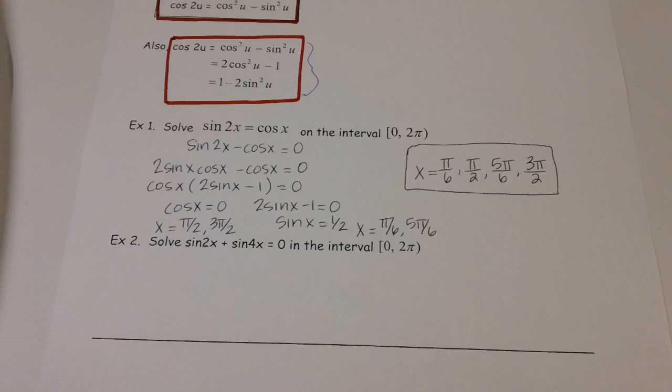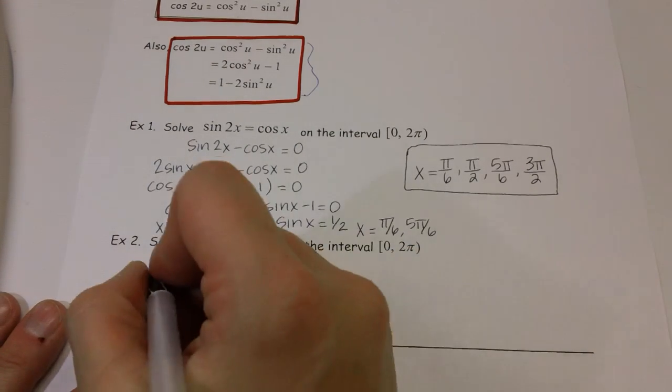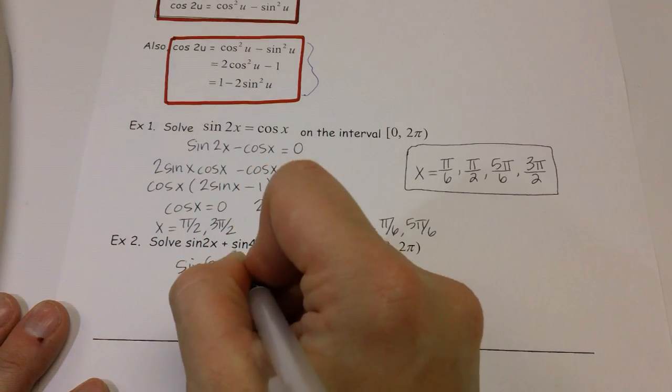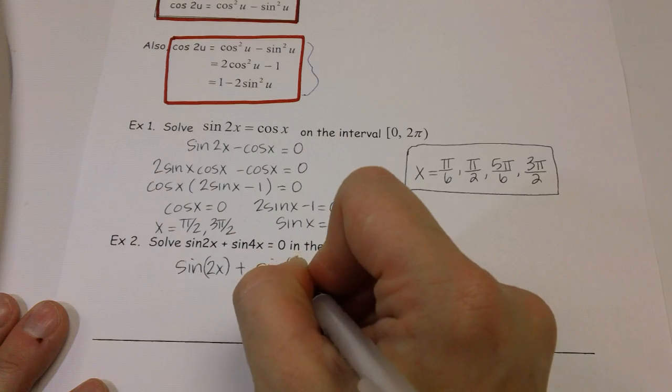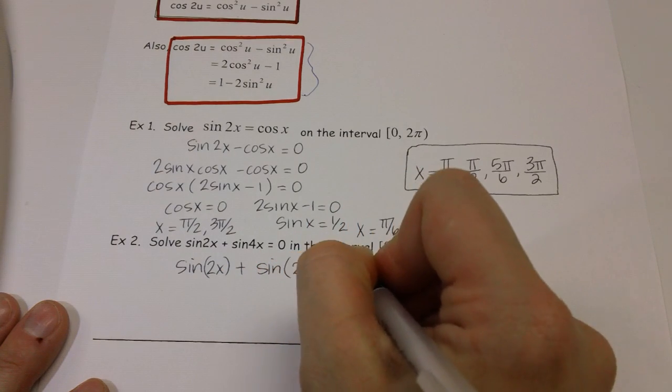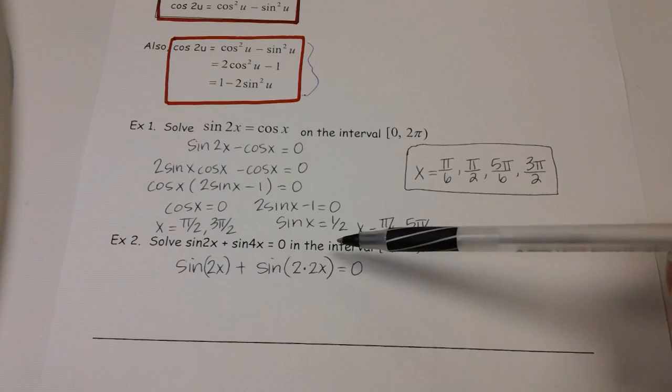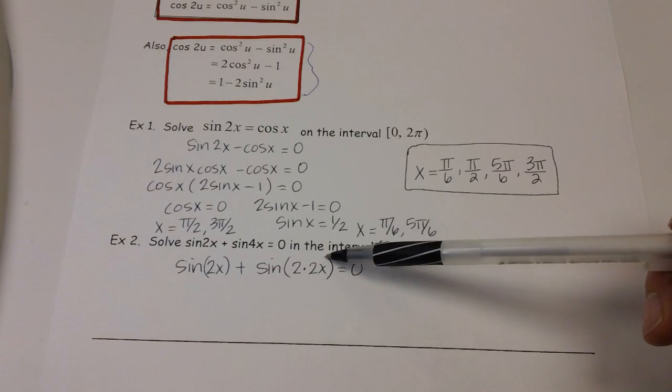The second example on this page is solve sine of 2x plus sine of 4x equals 0 on the interval from 0 to 2 pi. I'm going to let you do this problem by yourself. I do want to give you one hint to start you off. Your first step should be to take the sine of 2x plus the sine of 2 times 2x equals 0. So you're going to be using the double angle identity a couple different times in this problem. Just be careful. Your first step is to do the sine of 2 times 2x here.